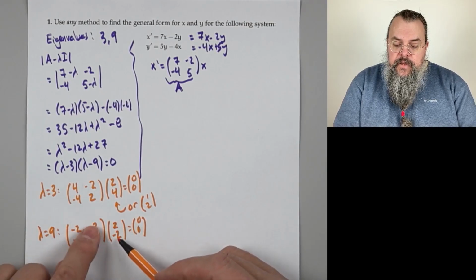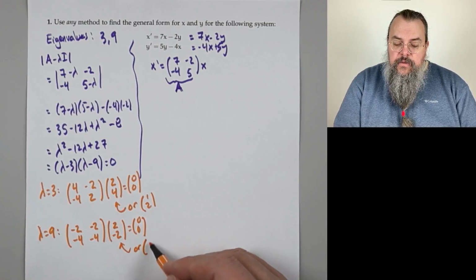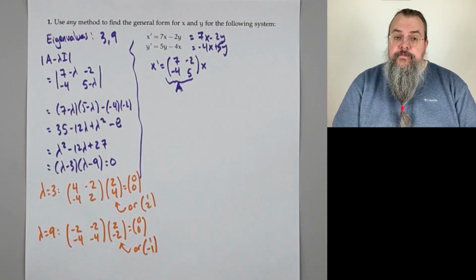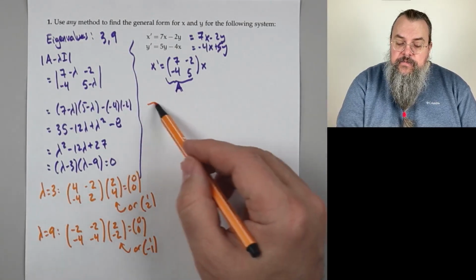Minus 4 plus 4, minus 8 plus 8. And of course, we can scale. Say, oh, we could use 1 minus 1. So, we have our eigenvalues and our eigenvectors.